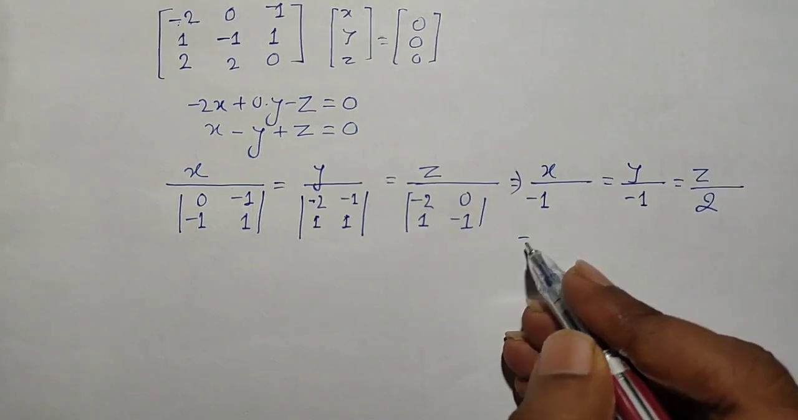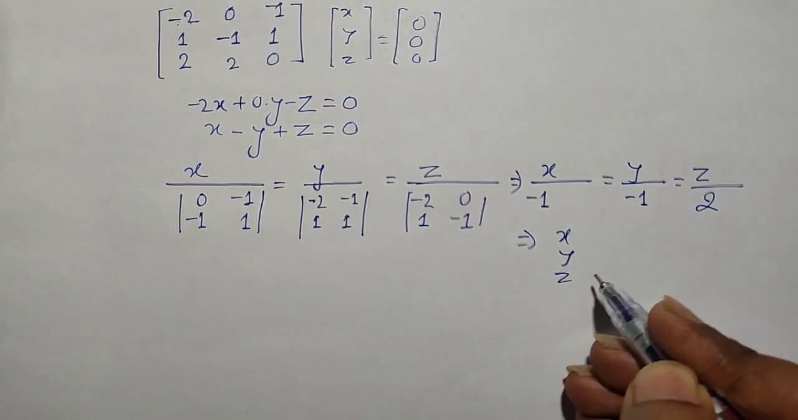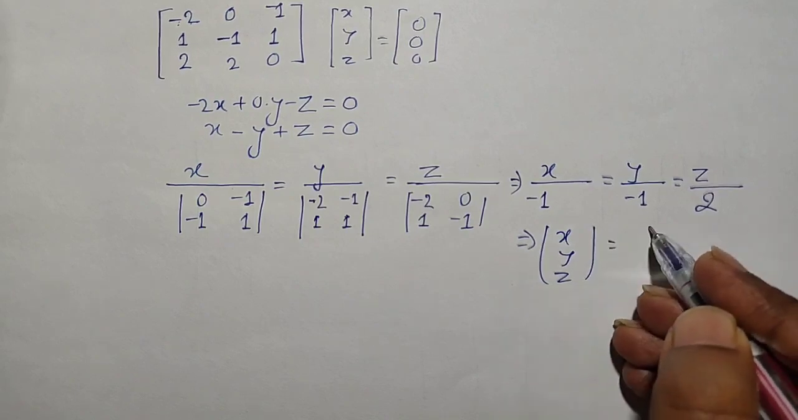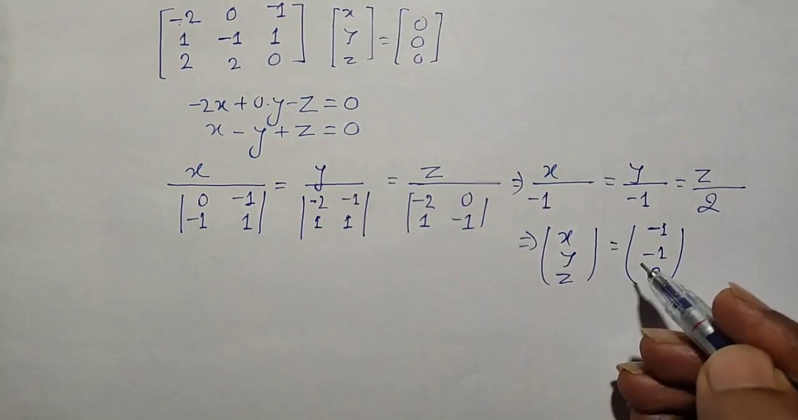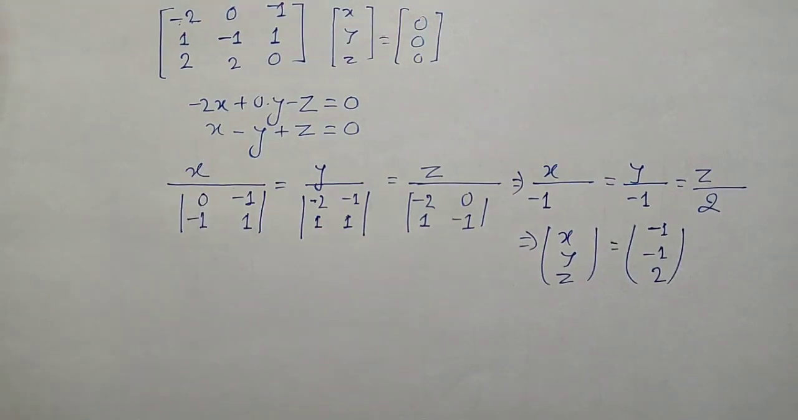So here we get x, y, z equals minus 1, minus 1, 2, and you can check this value by putting it in this equation, whether the value which we get is true or not.